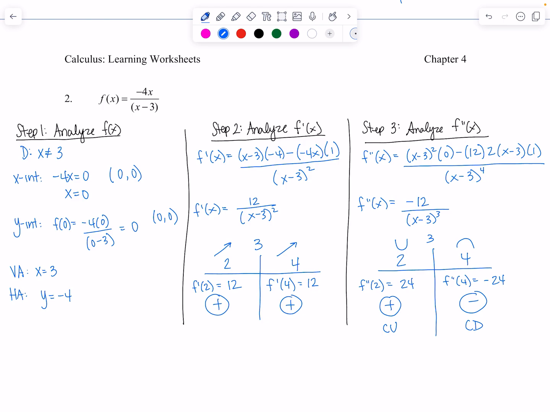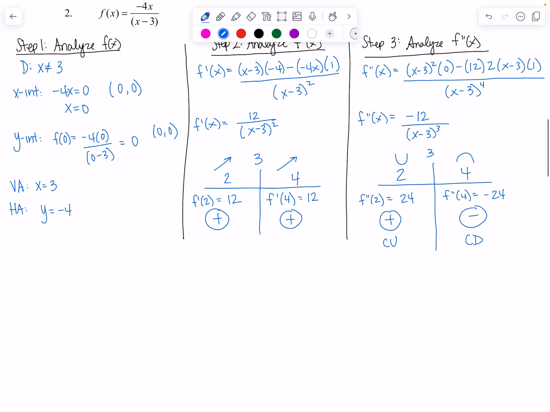And remember, f of 3 is undefined, so we don't have our inflection point there. That's our asymptote. So we'll take all of this and sketch. Zero, zero. Vertical asymptote at 3. And horizontal at negative 4.